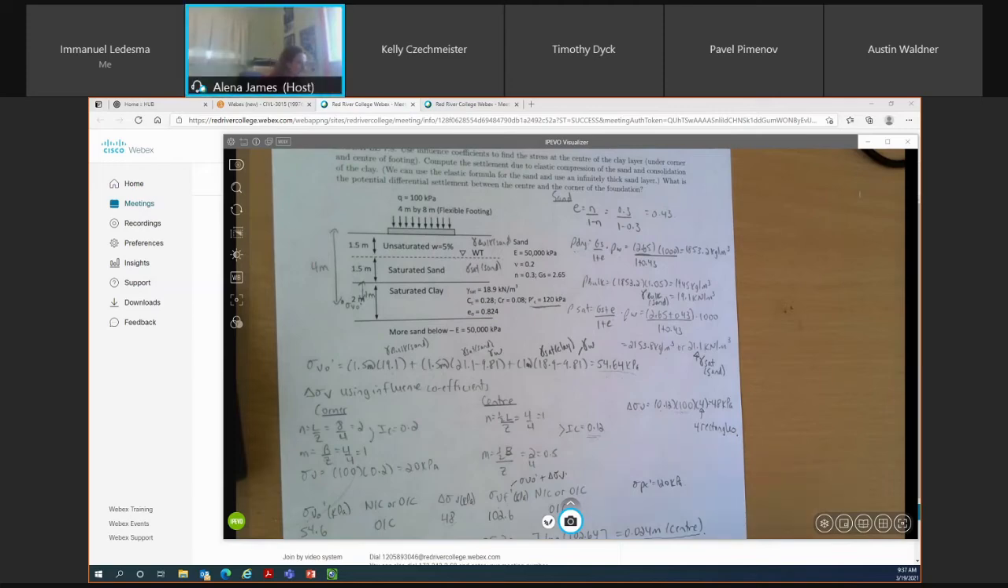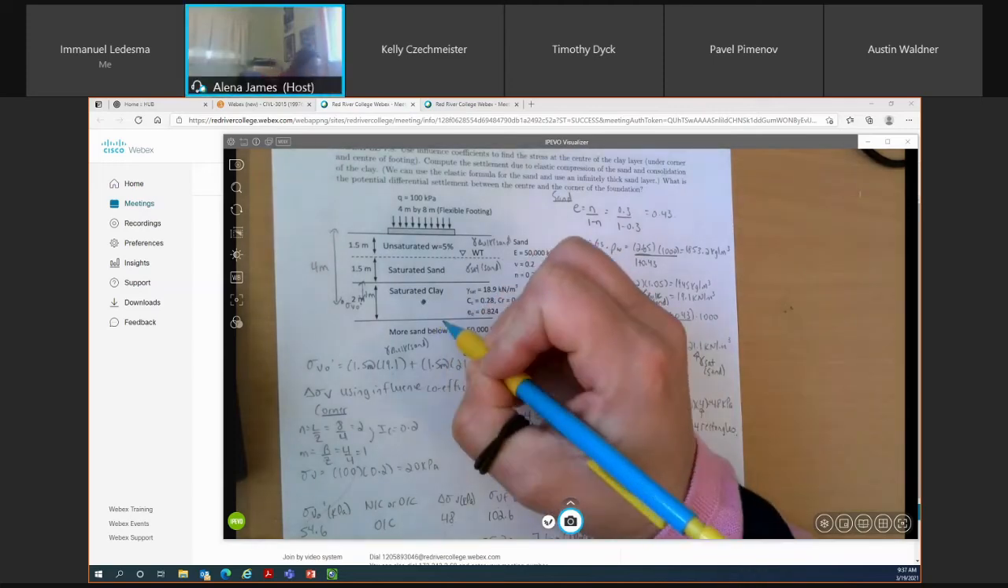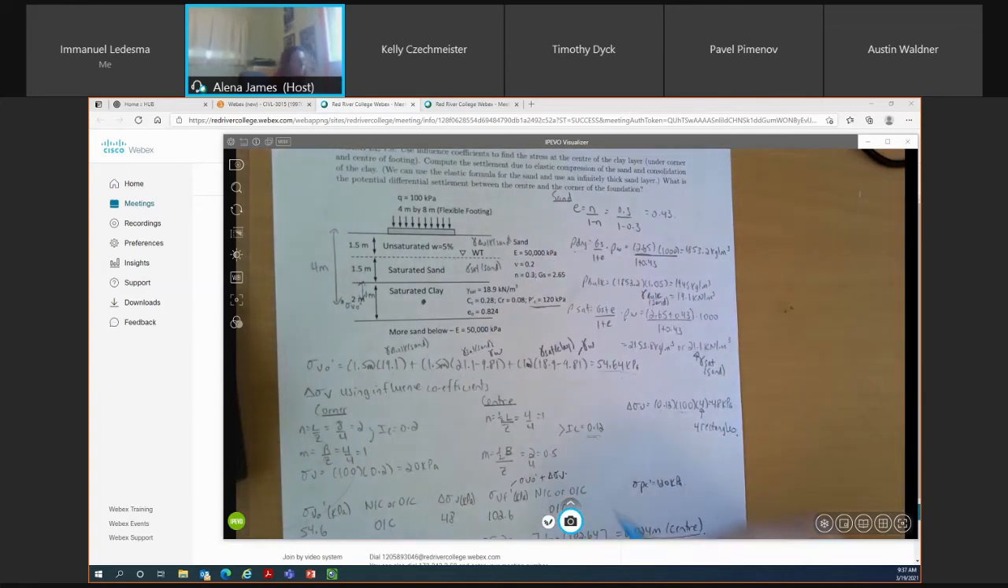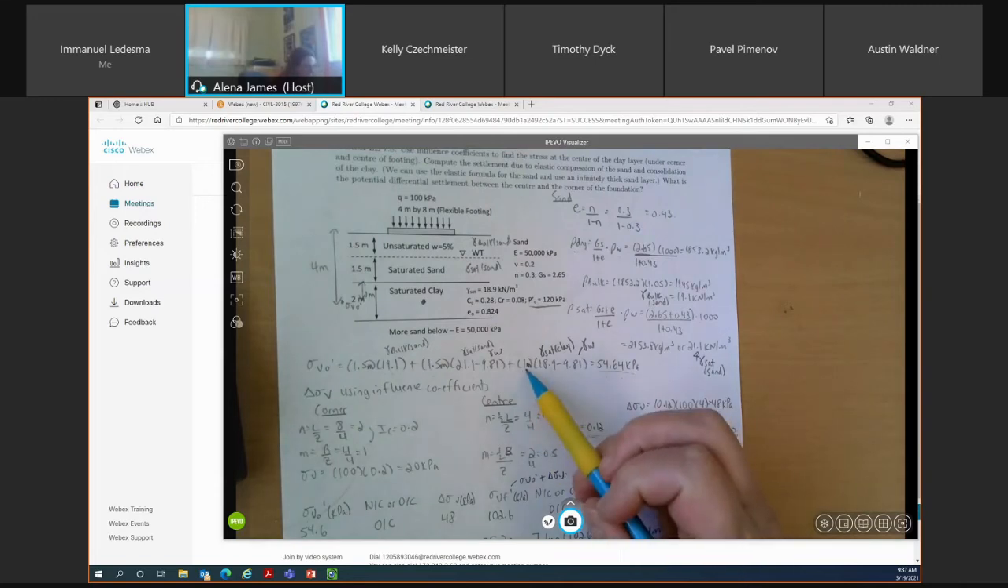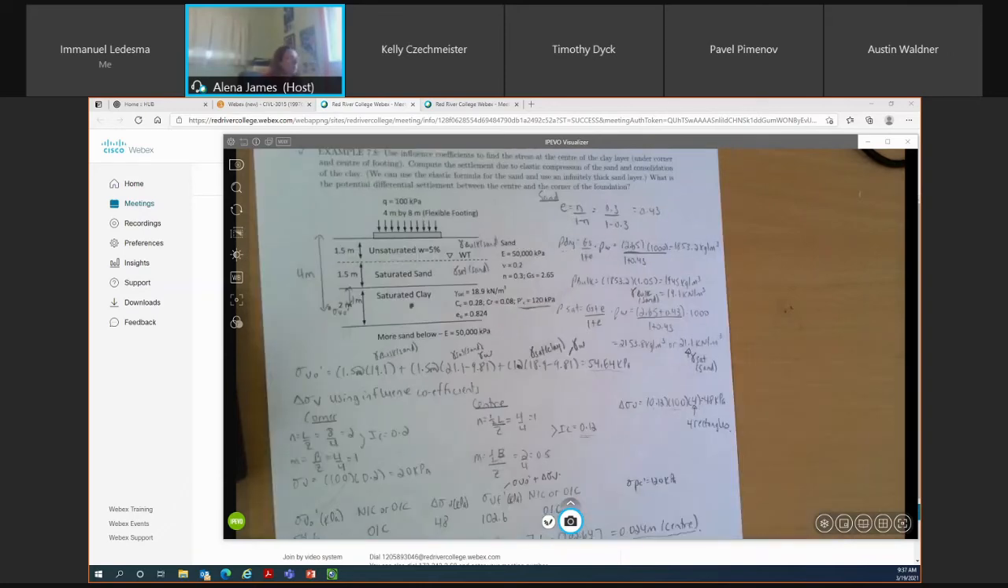And then I will also add, because I'm calculating my effective stress in the center of that clay layer, and the center of the clay layer is 1 meter beneath the base of the sand layer, 1 meter of clay times my saturated unit weight of clay, which is 18.9, minus the unit weight of water. So I know that my initial effective stress is 54.64 kPa, or 54.6 kPa.